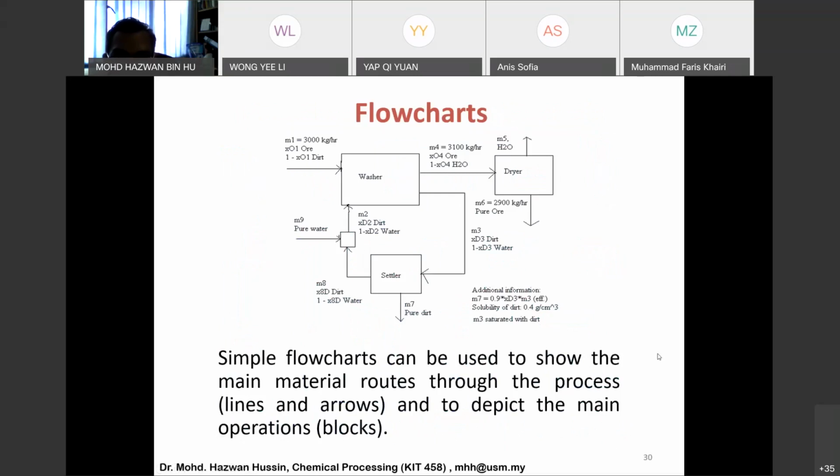So these are examples of flow charts. A simple flow chart can be used to show the main process routes through the process and to depict the main operations. For example, in this one you see the mass of raw material is around 3 kilos per hour being inserted, and then they use ore, and dirt is also put over here. The process flows after washing to the settler, and then after that purify, and the water can be recycled again. After washing you can also discharge the ore, which is later dried to remove water, and finally you will get the pure ore.